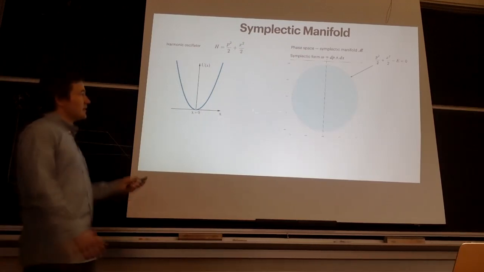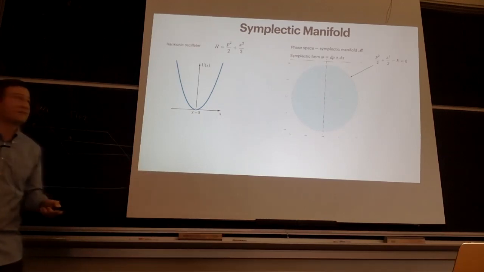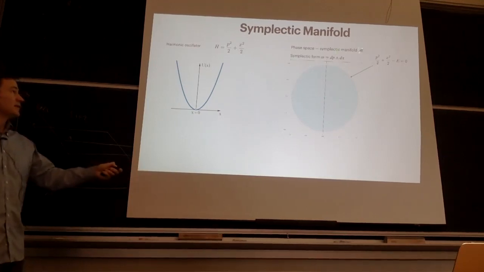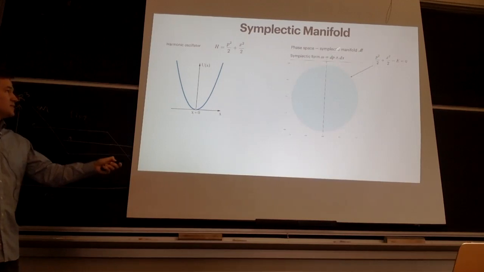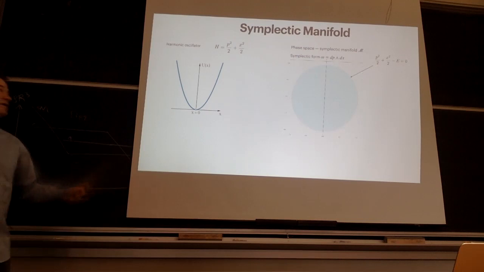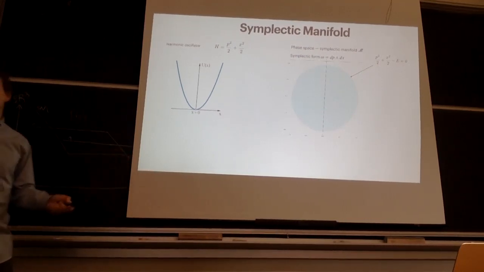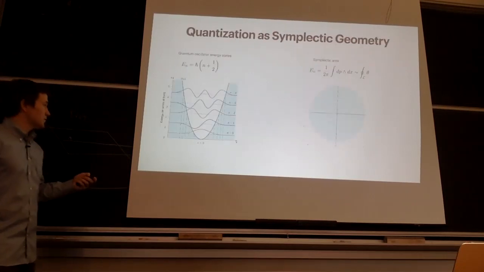But you can make it more geometric by drawing the so-called phase space, right? So we have a symplectic manifold M with a symplectic form dp wedge dx, where the energy level of the oscillator is the boundary of a certain disk.